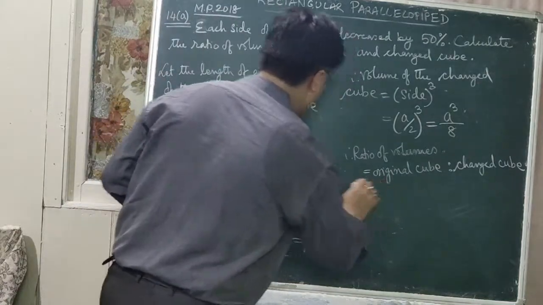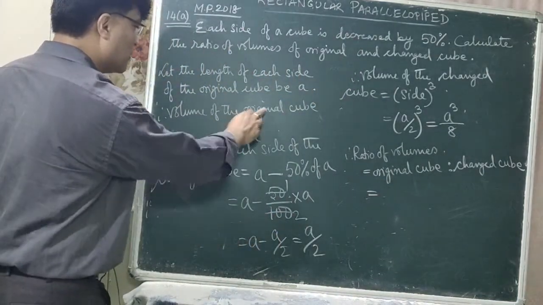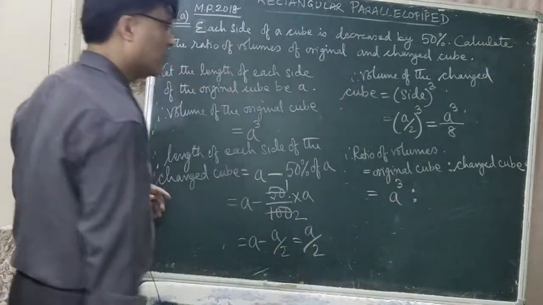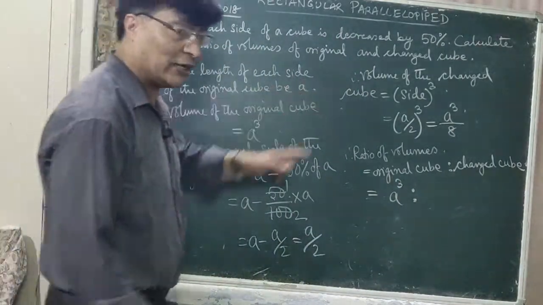So which is equal to, what is the original cube here? What is the volume of the original cube? It is a cube. A cube is to the volume of the changed cube, which is given as a cube upon 8.